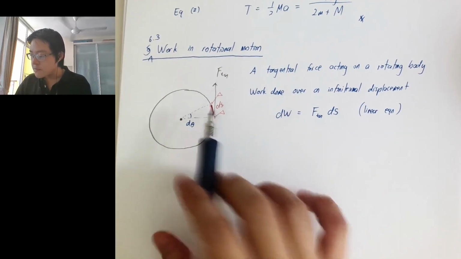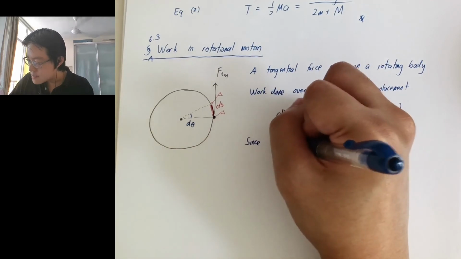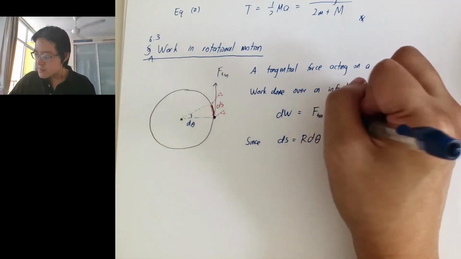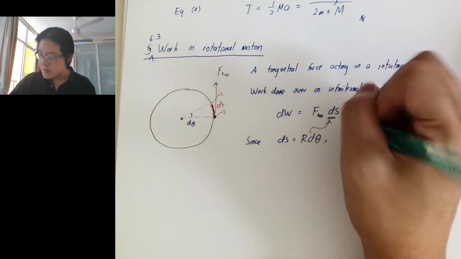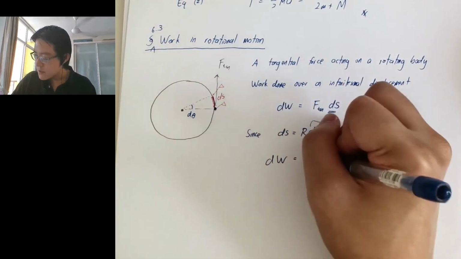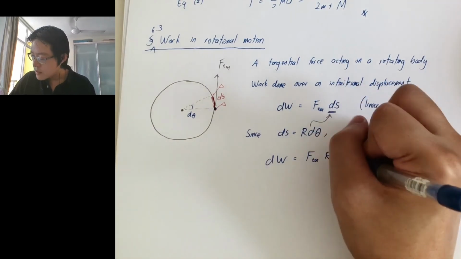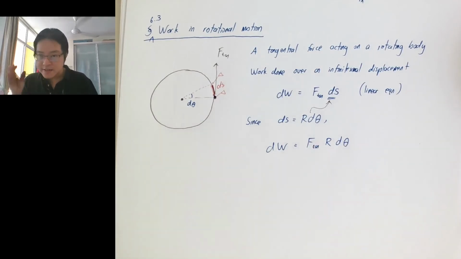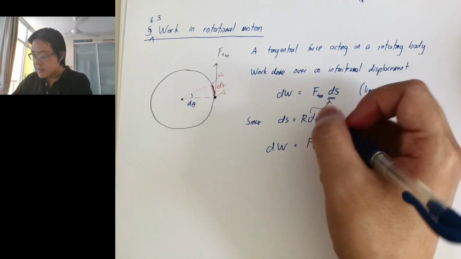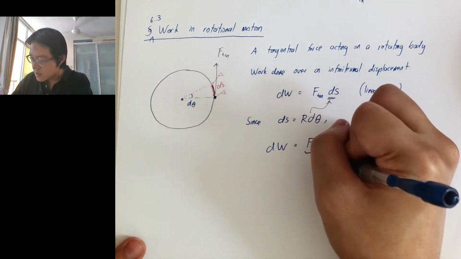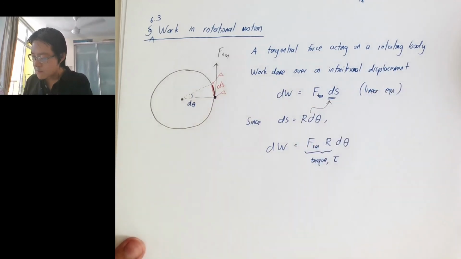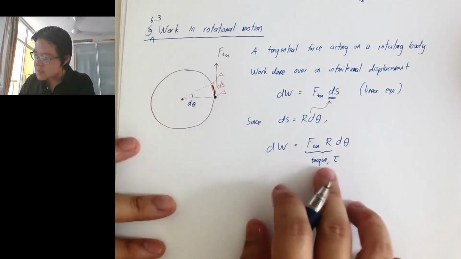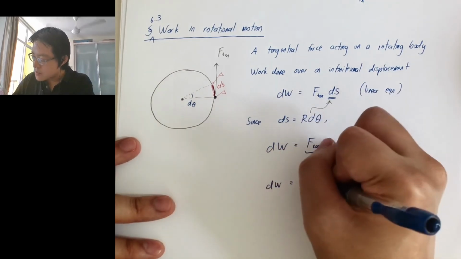But to express it in terms of rotation and torque, we use the fact that ds equals r d theta. I hope everyone knows why by now. So I substitute this in, replacing ds with r d theta. What we have is F tangential, times r, times d theta. This is the tangential component of the force, the 90 degrees part. Then we notice that F times r is the torque. The magnitude of the torque, we can discuss the direction later. In any case, this is our torque. So the work done is torque times d theta.